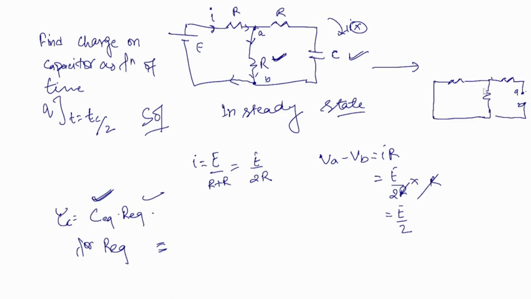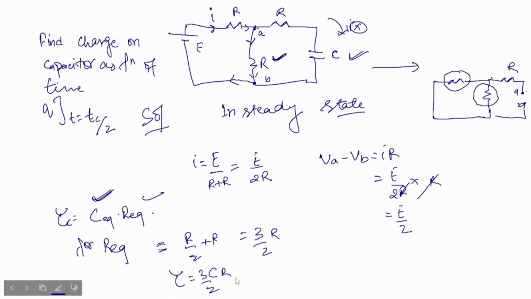See, this resistance and this resistance are in parallel, and this parallel combination will combine with this resistance R in series. So R equivalent will be R by 2 plus R, that means 3R by 2. So tau C will be C equivalent into R equivalent, that is 3 by 2 CR. So 3 by 2 CR will be your time constant.